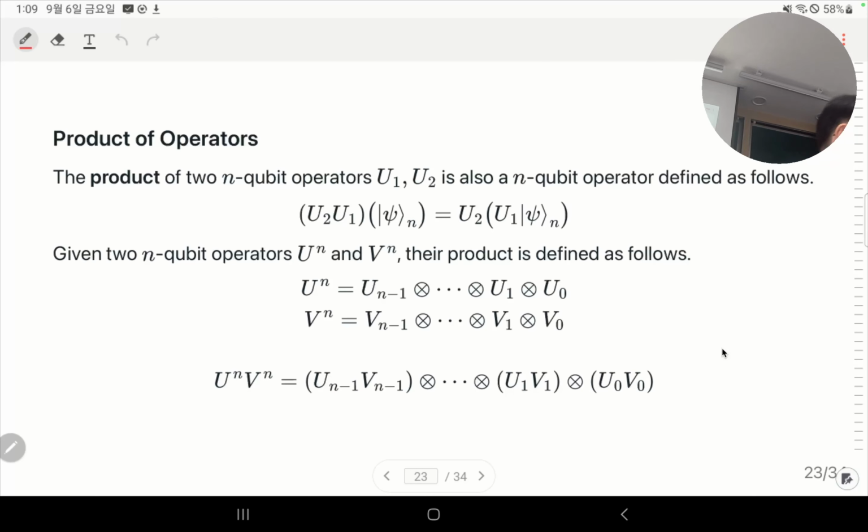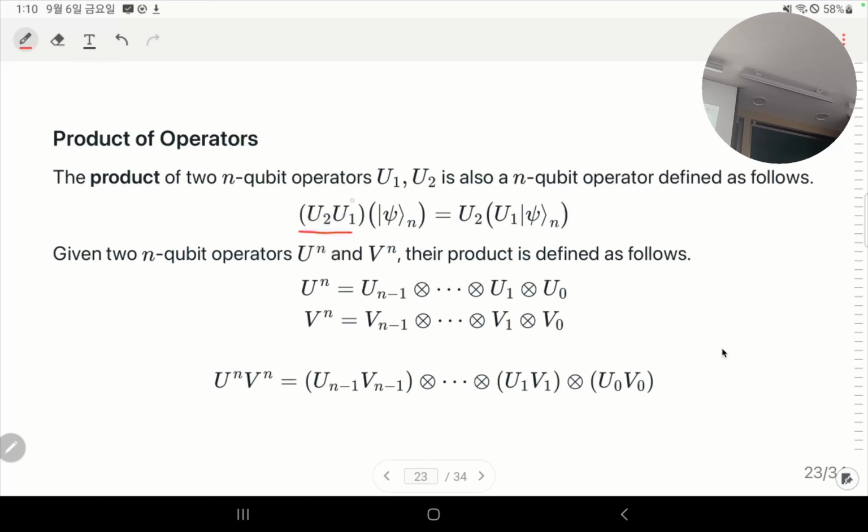Okay, so how about we take the product of operators? As I said, a linear transformation is a map, and maps can be composed together. You take the map and then take the map again on the outcome. It's the same thing for operators: since an operator has a matrix representation, you can consider the composition of operators as a multiplication of matrices like this one.